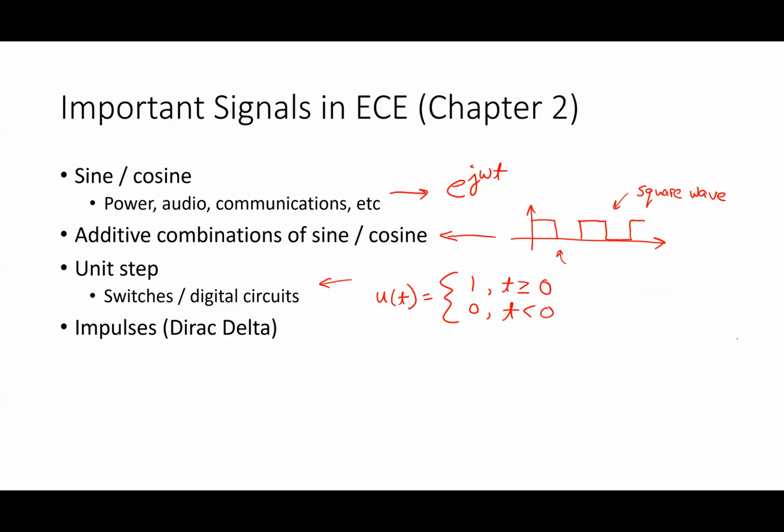So the other one that we deal with is the Dirac delta. If you know what it is, what is it? It's a line. So what is a Dirac delta? It's a point.